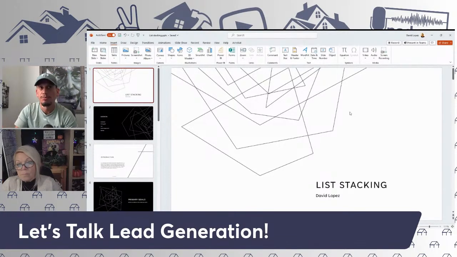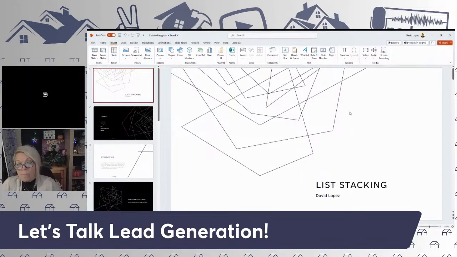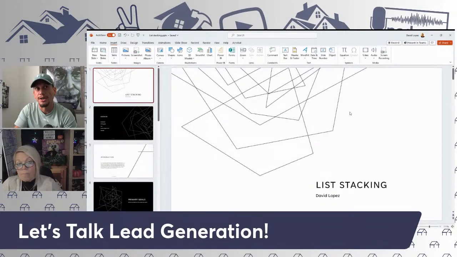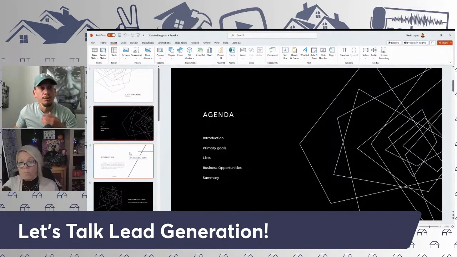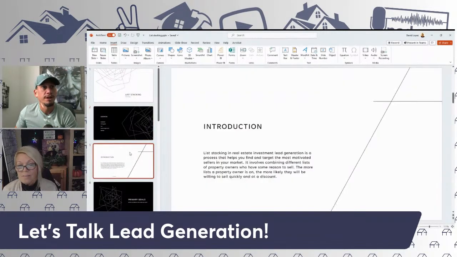List stacking is probably one of the first things that you do to generate leads. Gotcha. First you determine your market, which is probably before this, but list stacking is what you do once you're in that market. So you create your lists. Here's the agenda we're going to go through: an introduction, primary goals, a list, and what the business opportunities are, and then moving forward after that. So list stacking basically is what I just said.